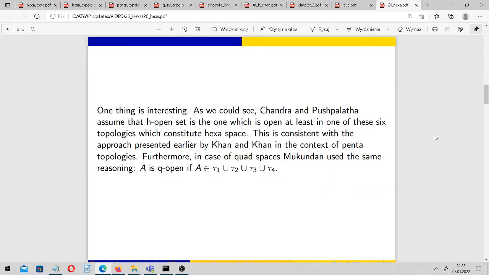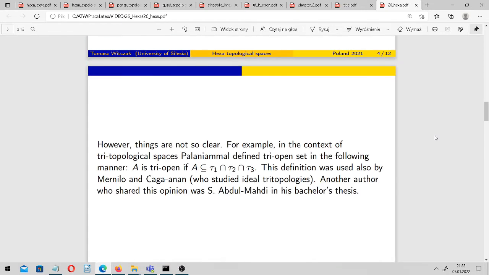One thing is interesting. As we could see, Chandra and Pushpalatha assume that an H-open set is the one which is open at least in one of the 6 topologies which constitute this hexa space. This is consistent with the approach presented earlier by Khan and Khan in the context of pentatopologies. Furthermore, in case of quad spaces with 4 topologies, Mukundan used the same reasoning. A is quad open if it belongs to tau 1 or tau 2 or tau 3 or tau 4.